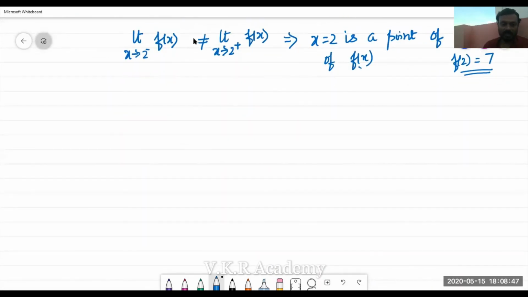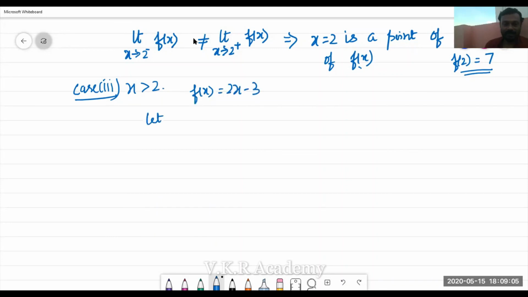Now let's take case 3. When x is greater than 2, in that case, our f of x is equal to 2x minus 3. So now let's take any real value c in the interval 2 comma infinity, that is x greater than 2. So f of c is going to be, this is the case for all x greater than 2, so it is 2c minus 3.